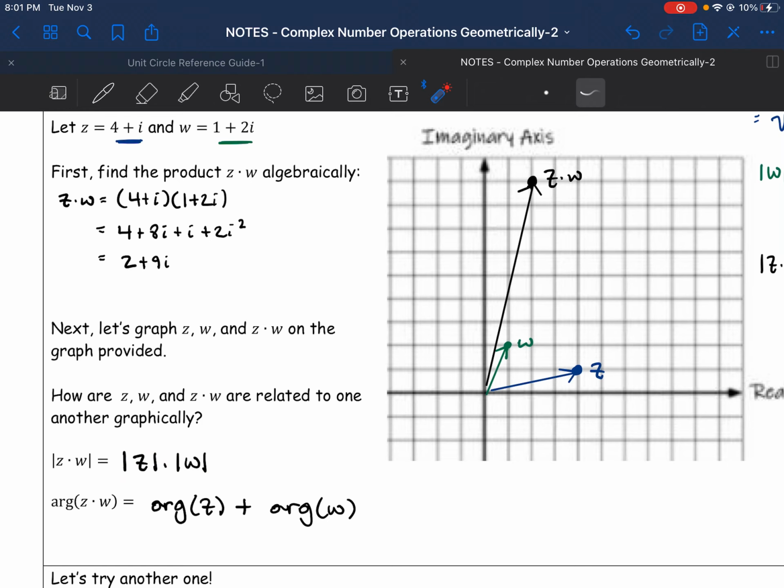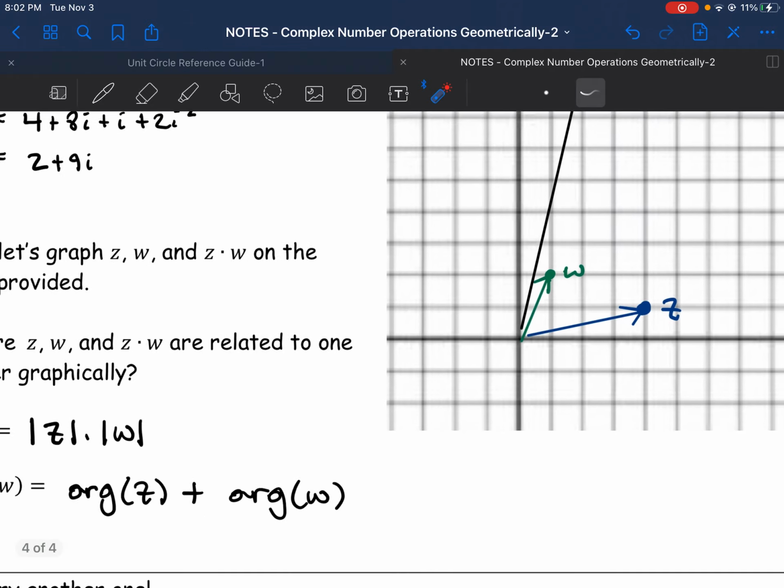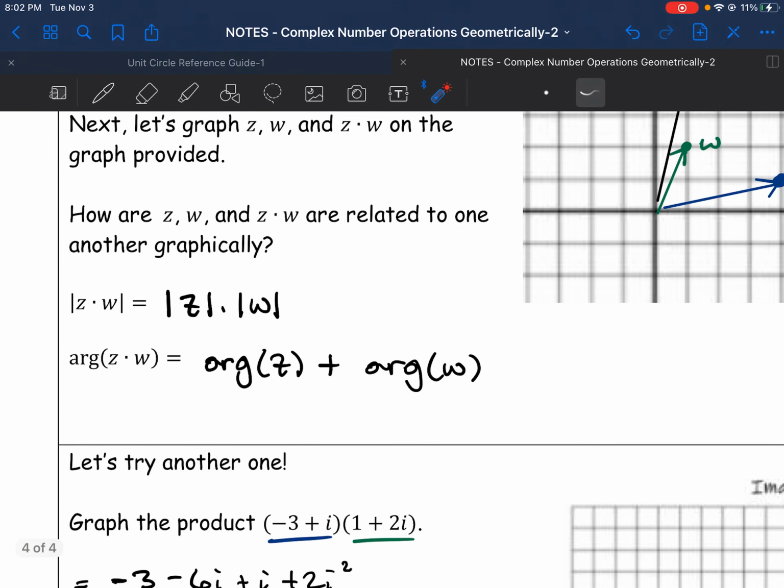But we can also say something about the argument, and it's a little harder to see here. We'll give proof later. But remember, the argument is the angle that the modulus makes with the real axis. So it's hard to see here, but if I added the angle created here with z to the angle created here with w, these two angles added together would actually give us the angle from the product z times w. In other words, the argument of the product is the sum of the individual arguments.